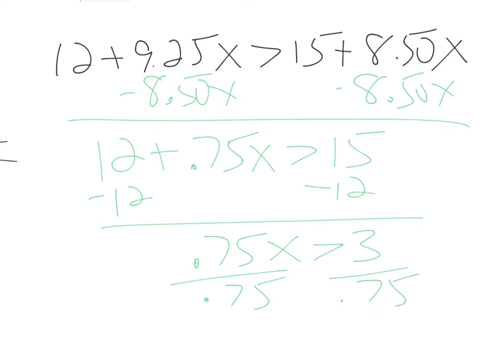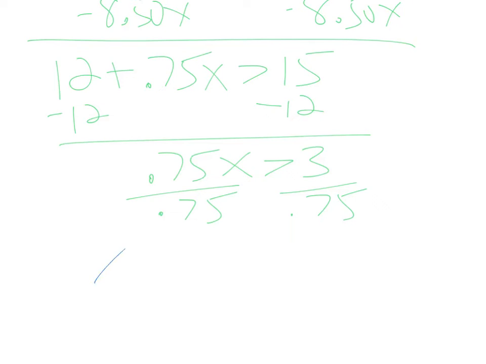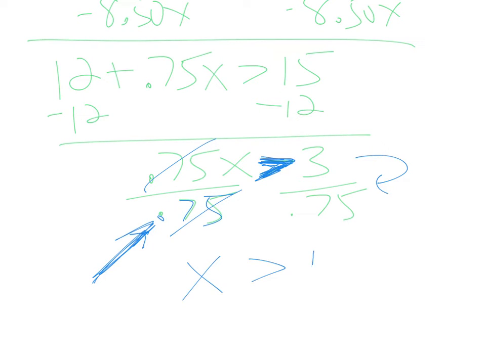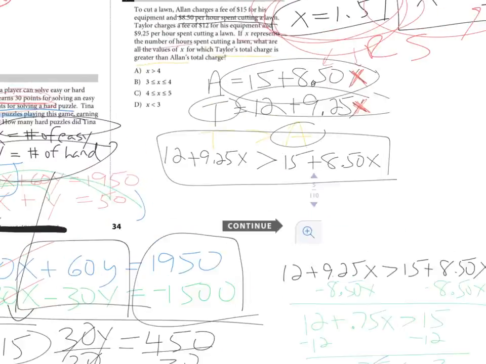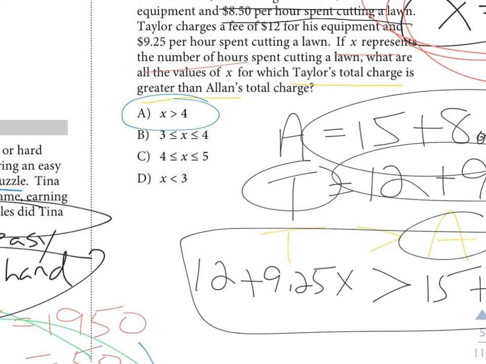The only thing you have to remember when you solve inequalities is that if you multiply or divide both sides by a negative, the inequality sign has to be flipped around. So if you multiply or divide by a negative, here I'm dividing, but not by a negative, I'm dividing by positive 0.75. So this greater than symbol is going to stay. So here I'm going to get x is greater than, and then 3 divided by 0.75, that's going to give me 4. So here my answer is answer choice A, x is greater than 4.